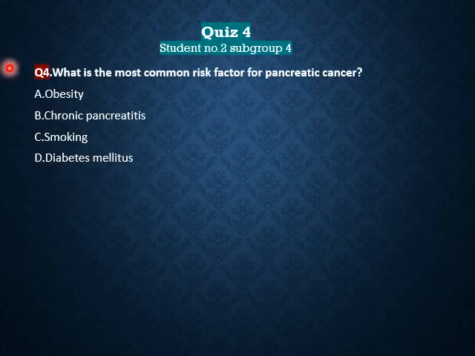Question number 4. What is the most common risk factor for pancreatic cancer? A. Obesity, B. Chronic pancreatitis, C. Smoking, D. Diabetes mellitus. And the right answer is C. Smoking.